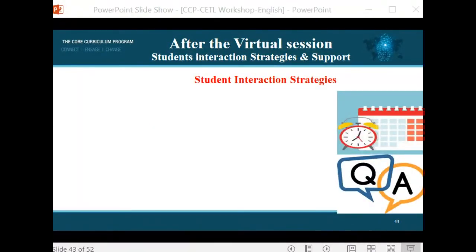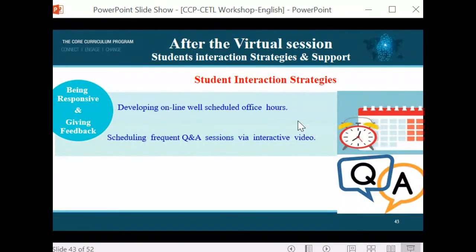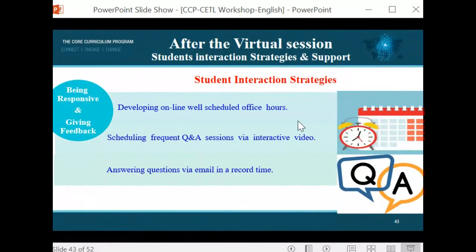Second, also as student interaction after the virtual session, instructors should be responsive by devoting time, for example, well-scheduled office hours, scheduling frequent question and answer sessions via interactive videos that could be live or not, answering questions via email in a record time, but it could be set according to each instructor, within 24 hours or 48 hours, it depends.